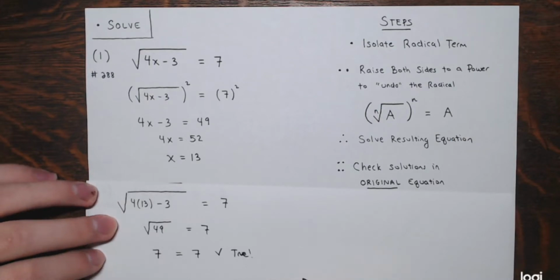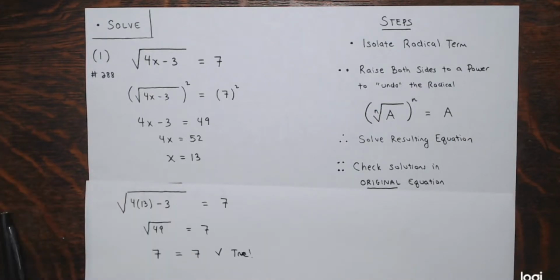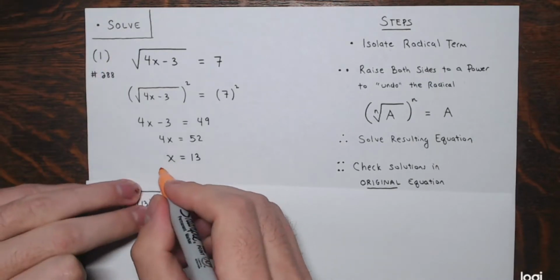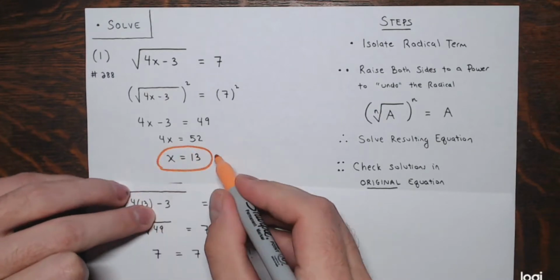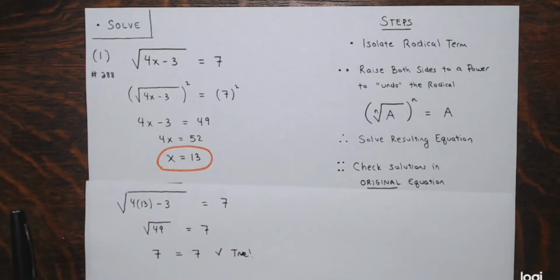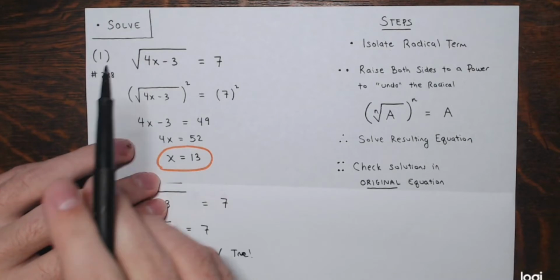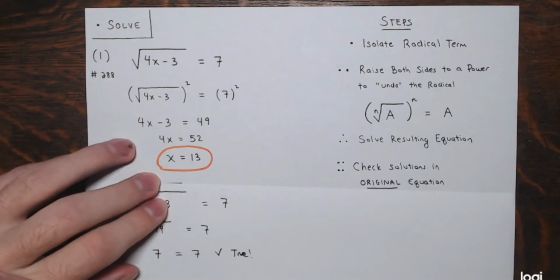This is true. So the only valid solution here is 13. But you gotta check it though. You gotta check it, especially when there are even roots, square roots, fourth roots, etc.